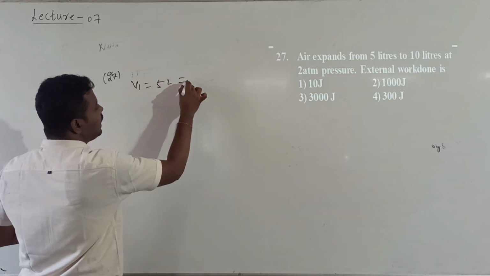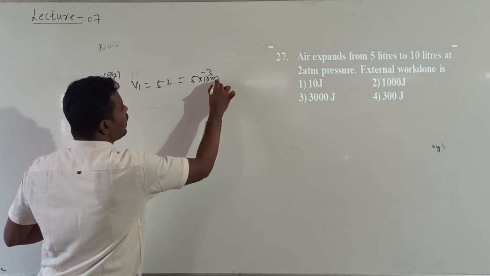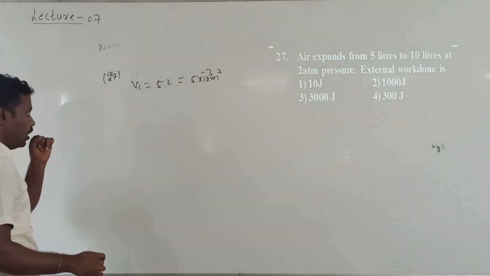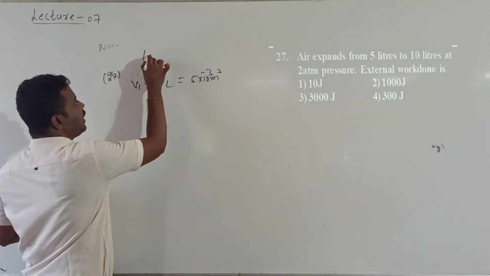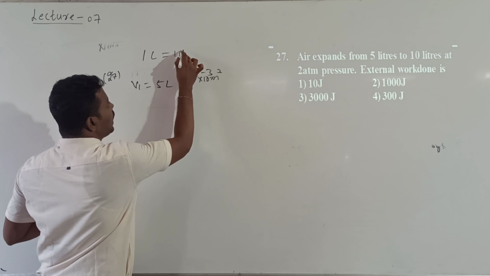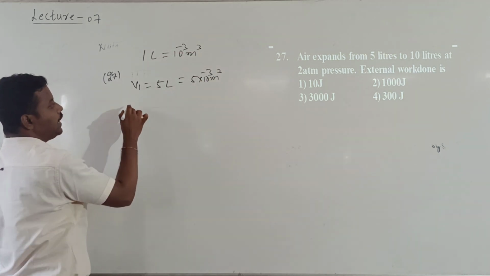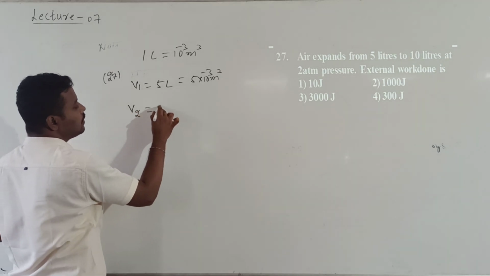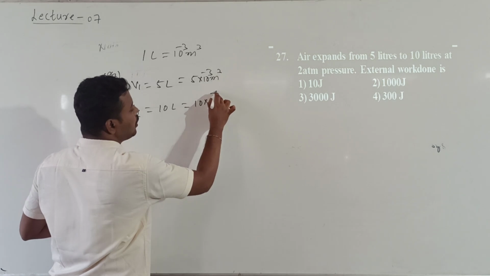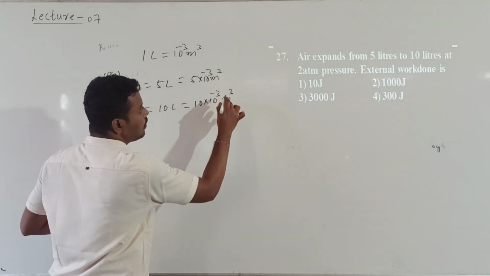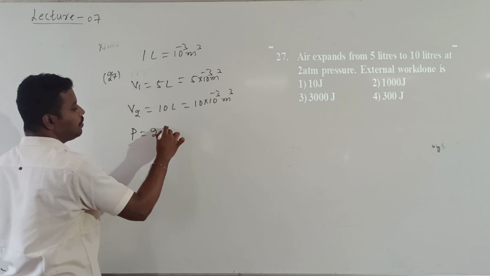1 liter is 10 to the power of minus 3 meter cube. Conversion of 1 liter value. So 5 liters is 5 into 10 to the power of minus 3 meter cube. The final volume is 10 liters, so that is 10 into 10 to the power of minus 3 meter cube. Okay? The pressure here is constant, 2 atm.